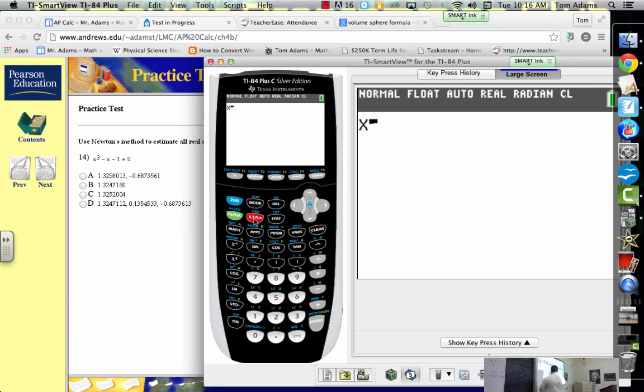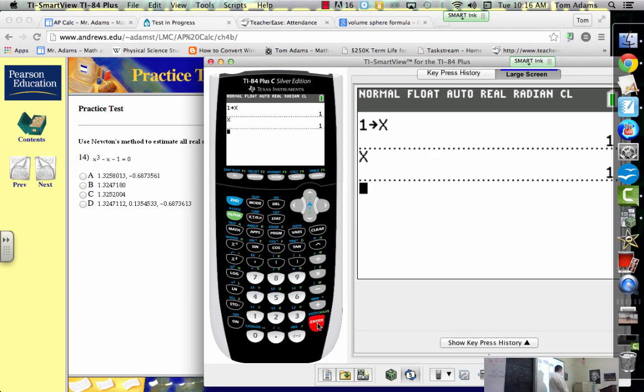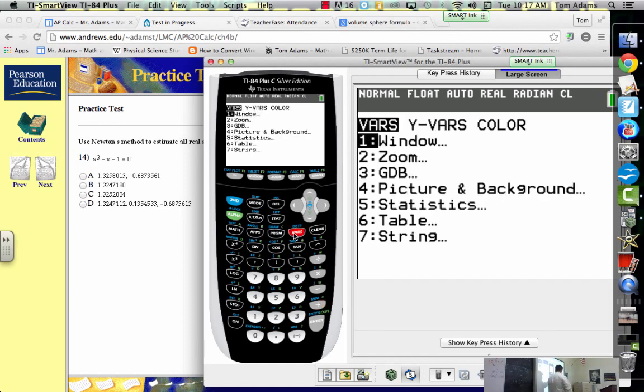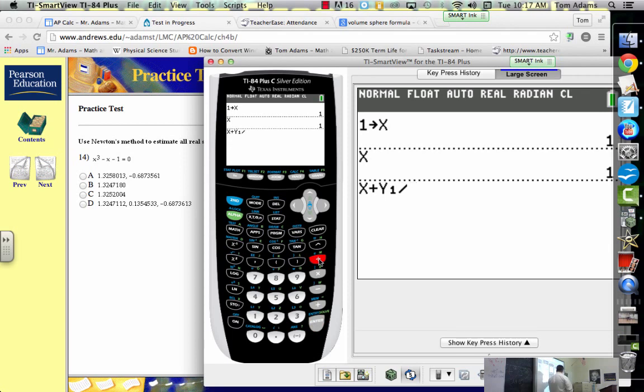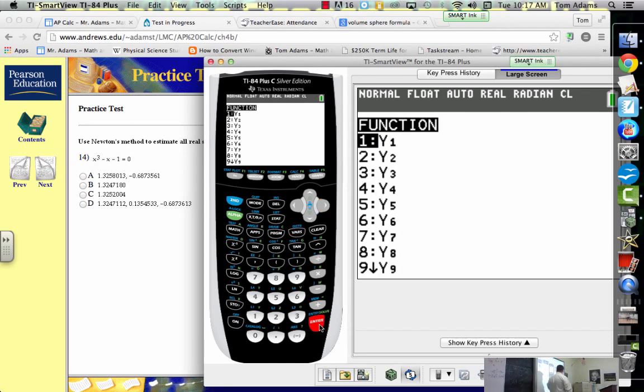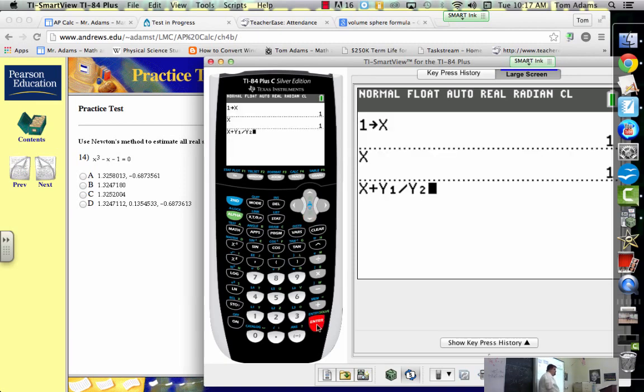Then what we did is we plugged in the algorithm. The first thing we need to do is say that we're going to start with x equals 1. So I'm going to store, it's 1 store x, like that. Now what that means is right now your calculator treats any x I plug in as the number 1. This algorithm says I can get the next x by taking the current x and adding it to the function which we stored in which place? y1, right? So I go vars, y vars, function y1 divided by vars, y vars, function y2.